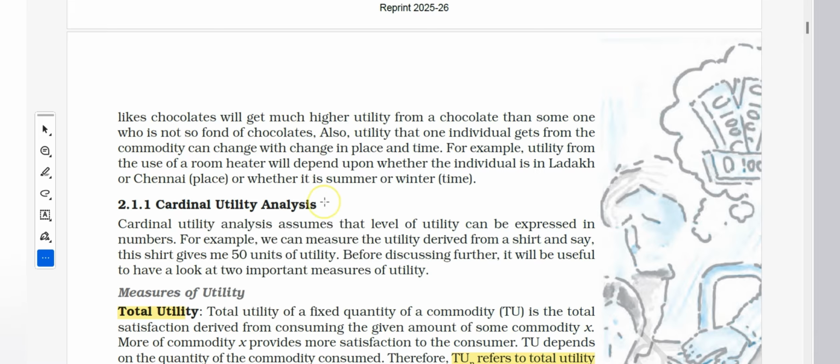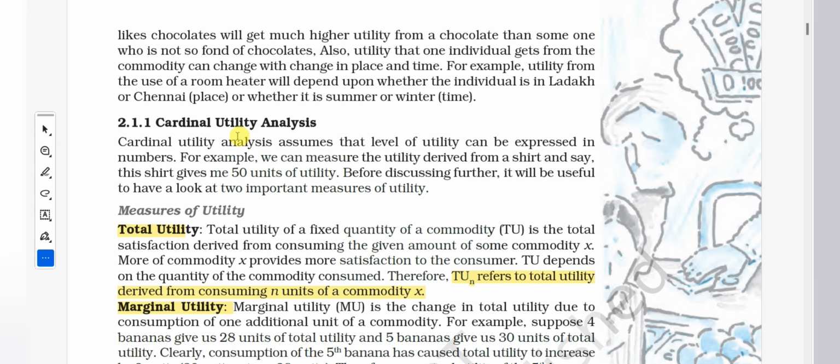Okay, so the cardinal utility analysis says how much utility we are getting from possessing one thing. So it's quantifying it in terms of numbers. It's telling you, okay, 50 units, etc. Now in real time it is very difficult. It's just like asking a kid, how much do you love your parents? And then he replies, I love them 100 units, or I love them 10 units.